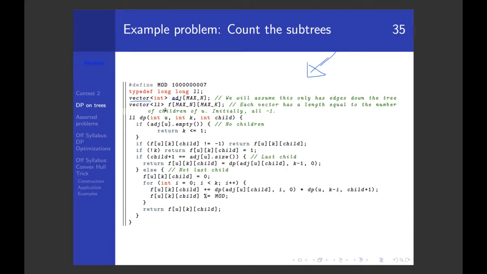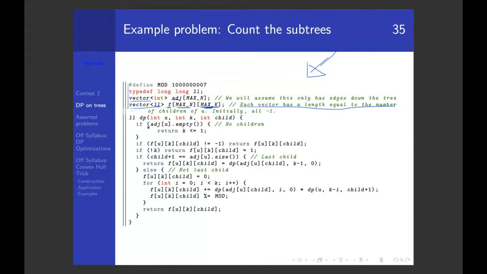This is f, where we'll store our DP value. We have a vector because our state has three things: the node we're up to, k, the size of the subtree, and also the child number. We have vectors because it's a different size for each node. Again, we assume when we call this DP, each vector has a length equal to the number of children it has, and initially we'll assume this vector is initialized to -1. On the next slide, we'll actually do that. But okay, that's just kind of setup.